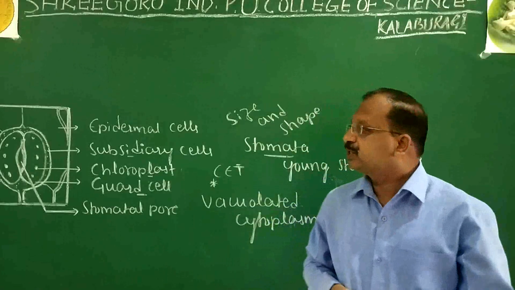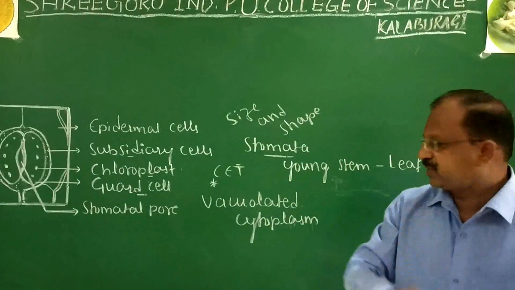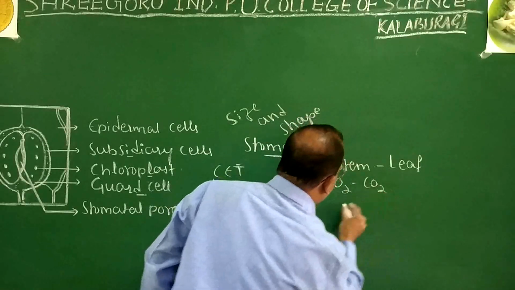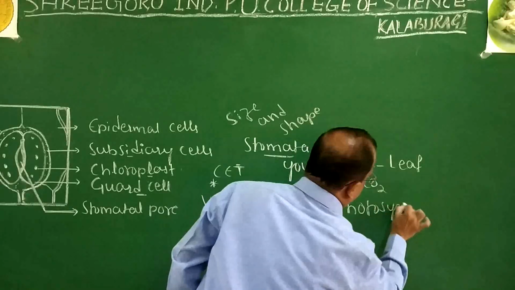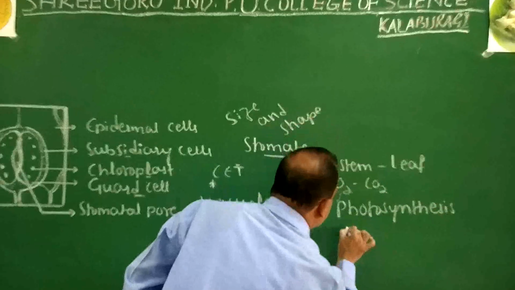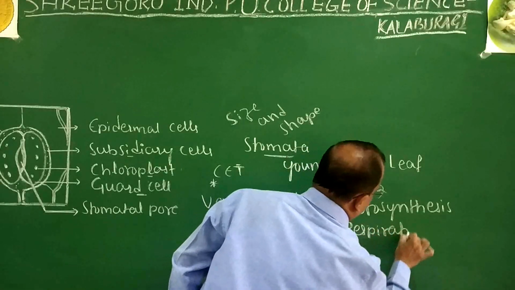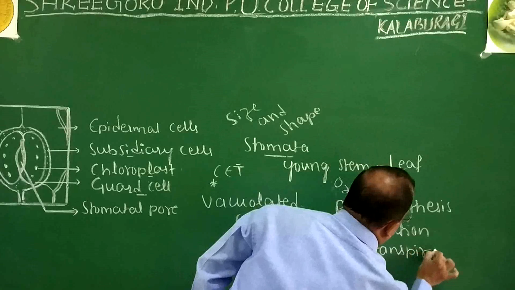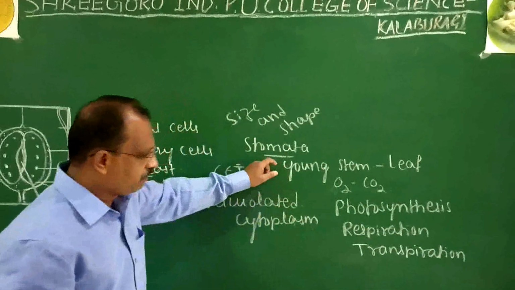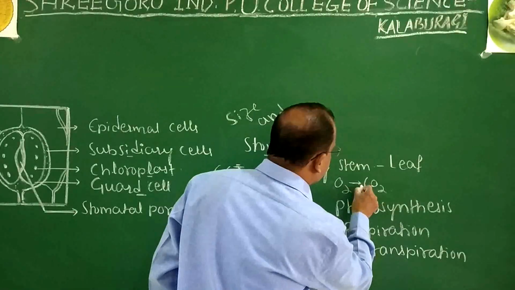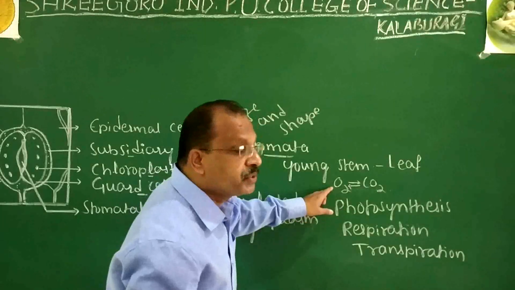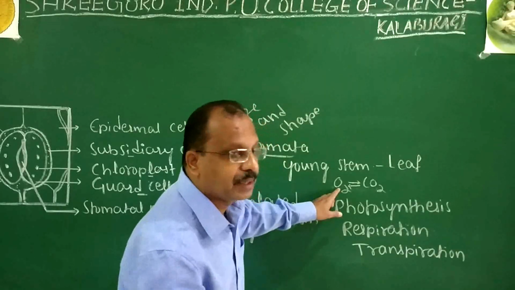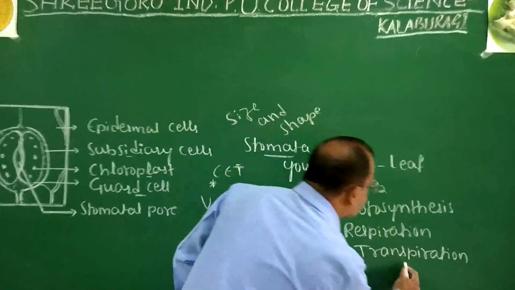And last point, you have to remember the function of this stoma. It helps in the exchange of gases produced during photosynthesis and respiration, and is also involved in the process of transpiration. So the two gases which are exchanged are oxygen and carbon dioxide. It is also involved in transpiration.